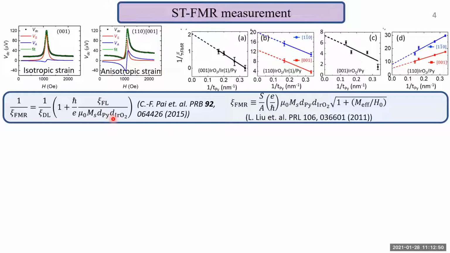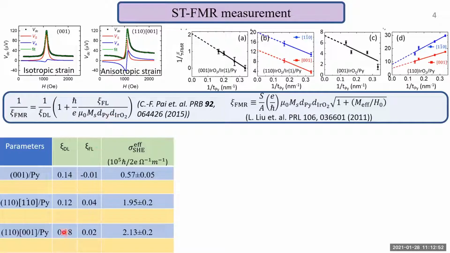So let's now talk about the results. First, I'm showing the data for the one without iridium spacer. You can immediately see that the two different directions of 101 oriented planes have two different values of spin Hall conductivity and spin Hall angle. It varies from 12 to 18%, so about 50% difference in spin Hall angle. Just to remind you, this 101 oriented film was anisotropically strained.